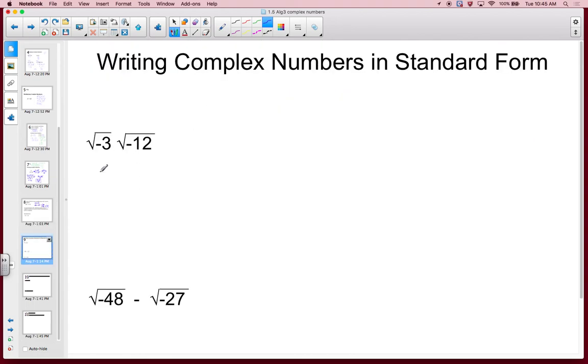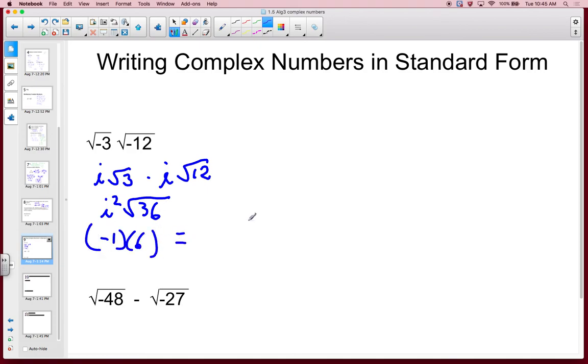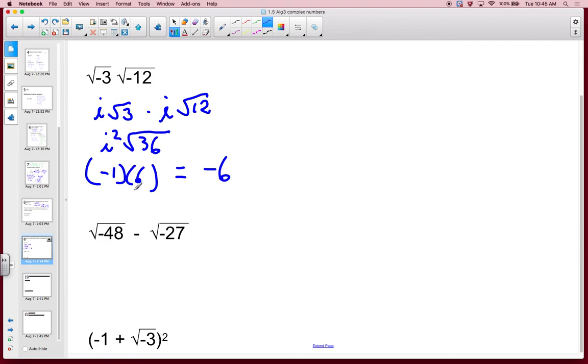Just like with this one, this will be i square root of 3 times i square root of 12. This will be an i squared square root of 3 times 12, that's a 36. And then we have a negative 1 times 6 is a negative 6. Okay, this one here, it's the same when you're subtracting.